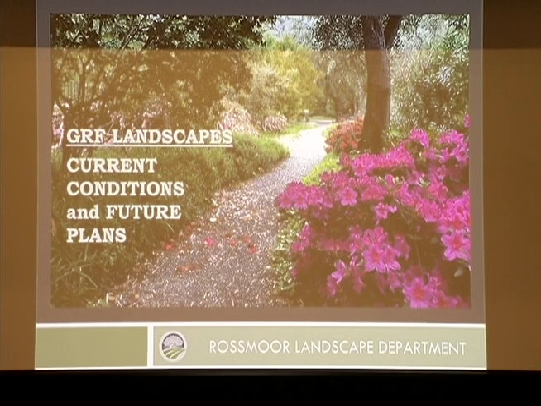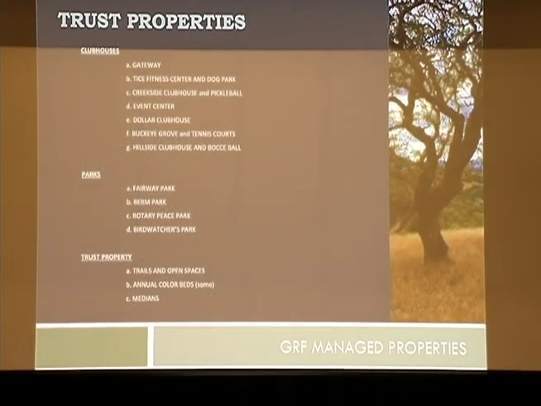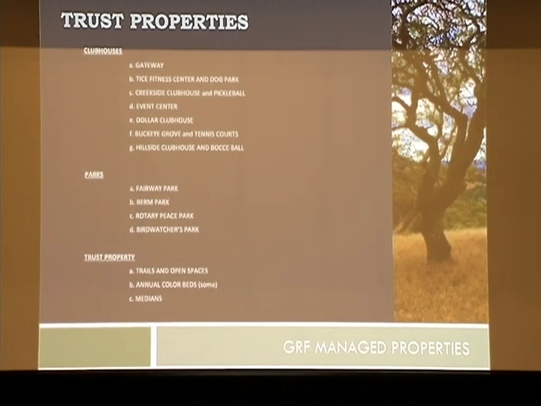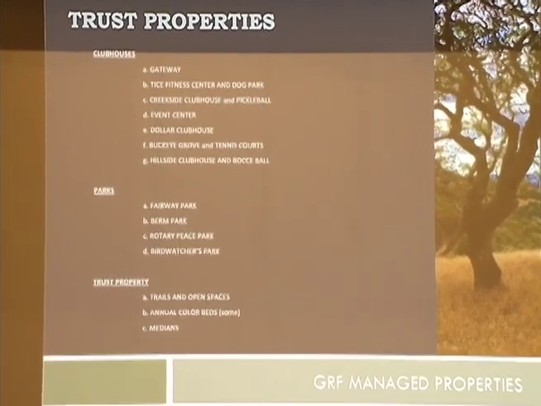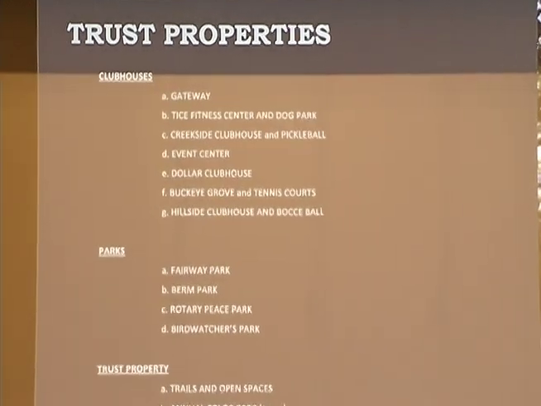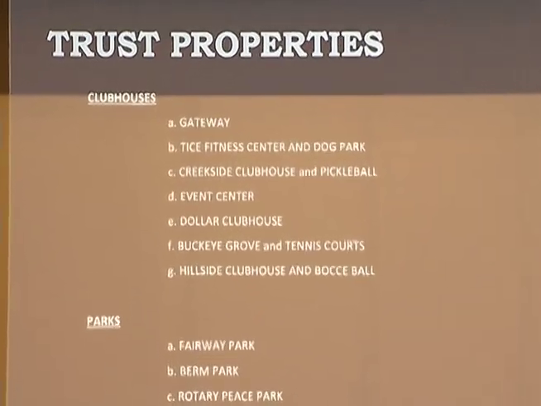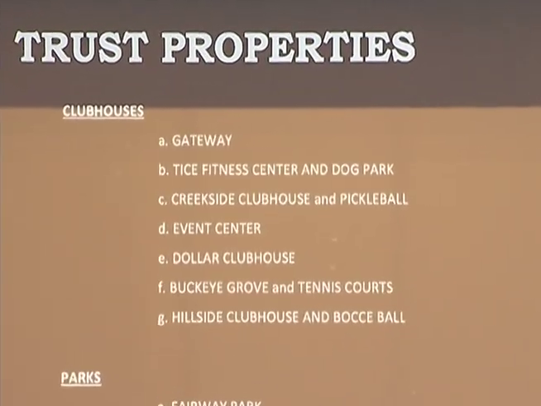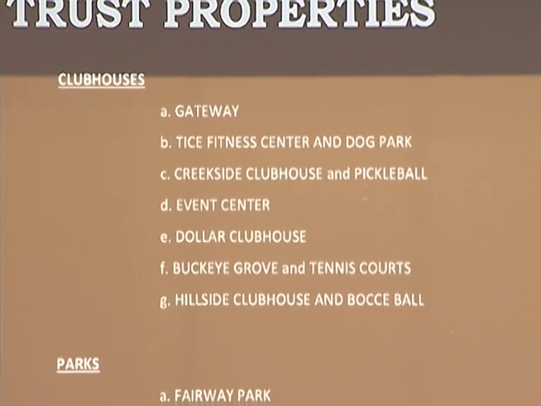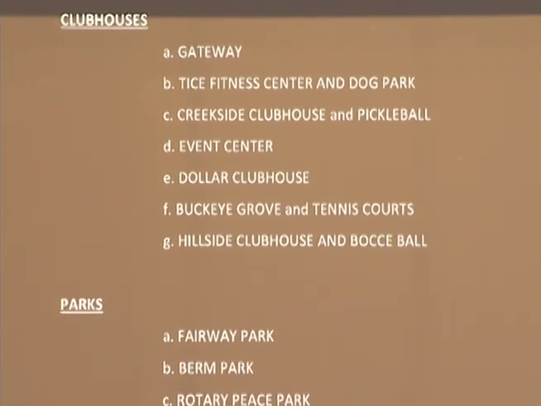These are all the properties that we manage in-house. So there are 7 clubhouses. Does that sound right? 7 clubhouses, 4 parks, and then 3 entities of what we consider trust property, and I'll walk you through each one of these.